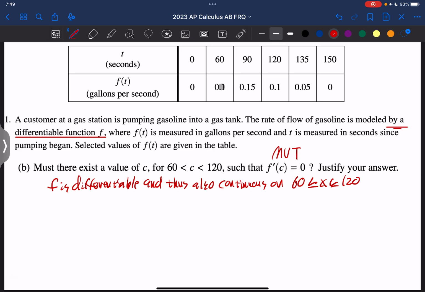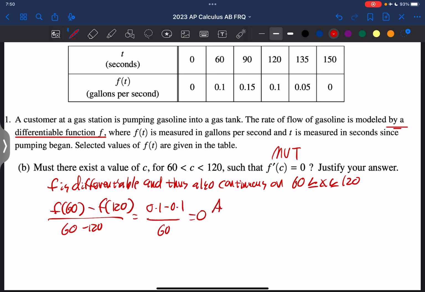So we find the average rate of change, so f of 120 minus f of 60 all over 120 minus 60. So f of 60 is 0.1, f of 120 is 0.1. So that right there means that this is our average rate of change right here. And so since it's continuous and differentiable, fitting the criteria for mean value theorem, if this is our average rate of change, mean value theorem says that yes, there must be some point on this interval where the instantaneous rate of change equals the average rate of change.